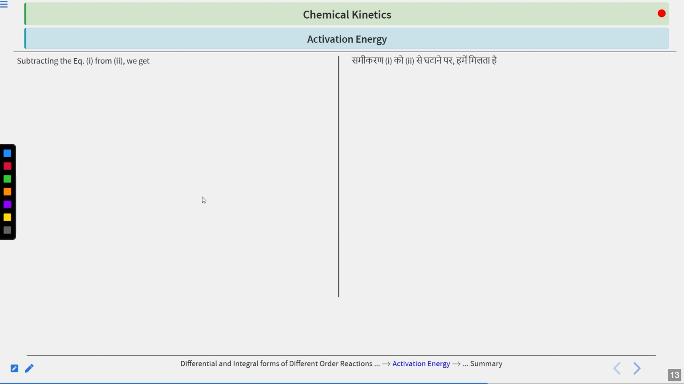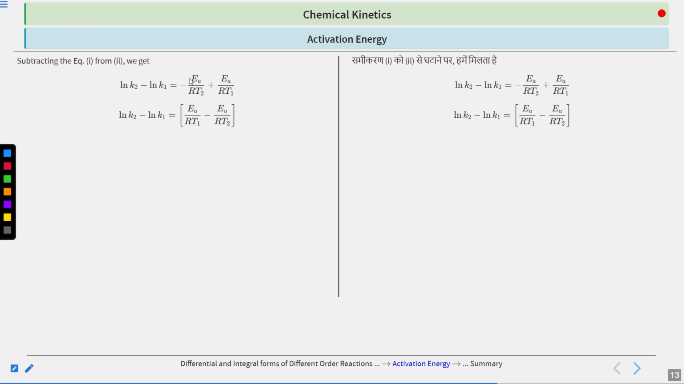Now if we subtract both of these equations, what will we get? We will get ln K2 minus ln K1, and on the right hand side we will get minus Ea by RT2 plus Ea by RT1. Or else, if we take this term here, we can write Ea by RT1 minus Ea by RT2, and that equals ln K2 minus ln K1. Taking Ea by R common, finally we can write, since ln K2 minus ln K1 can be written as ln K2 by K1, ln K2 by K1 equals Ea by R multiplied by (1 by T1 minus 1 by T2).